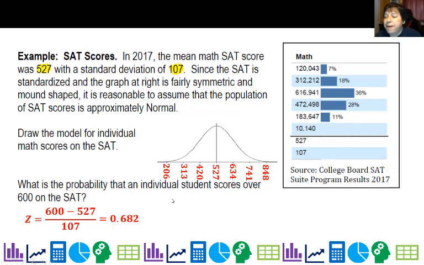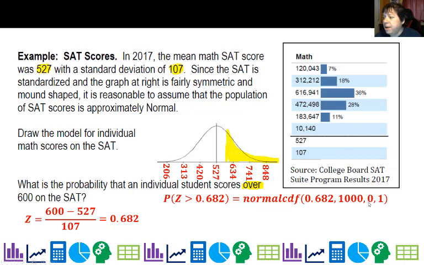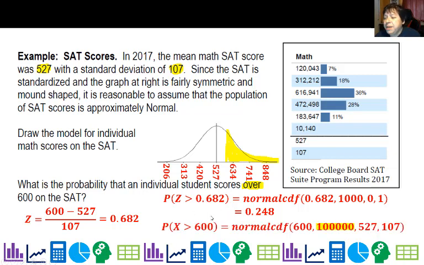Okay, and then to find the probability of getting a z-score over this in this area, I'm going to do normal CDF 0.682, 1,000, 0, 1, which gives me 0.248. Now, some of you like to use the x values when you're using the calculator, and that's okay. Just remember, you've got to know which one you're using. So for x greater than 600, I can actually do normal CDF 600, but I don't want to do 1,000 anymore because that's kind of close to my 600.